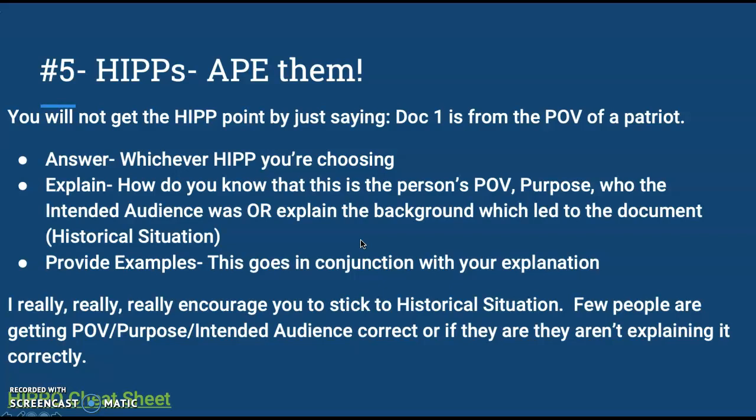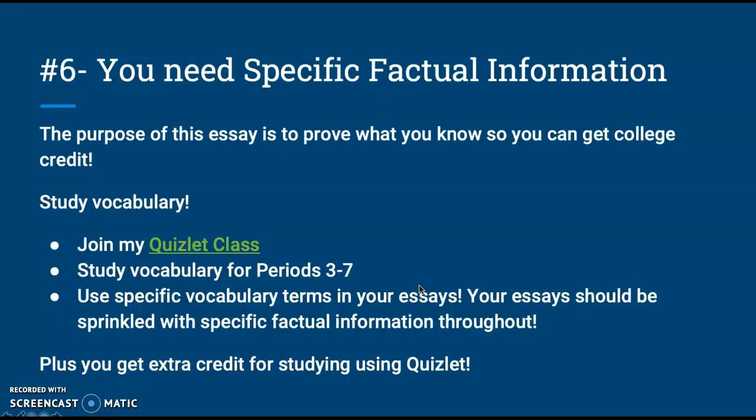Or you're going to do what I recommend. I think the best one to do is historical situation. Explain the background which led to the document. Make sure that you're providing examples. You really want to show what you know, and that's why HIPPing is difficult. It's a real skill, so make sure that you have something specific. If you're just saying it in one sentence, you're not going to get the point. I know I just said this, but with historical situation, you're so much more likely to get that point. You could get the wrong point of view, or the wrong purpose, or the wrong audience. I think historical situation is the way to go.